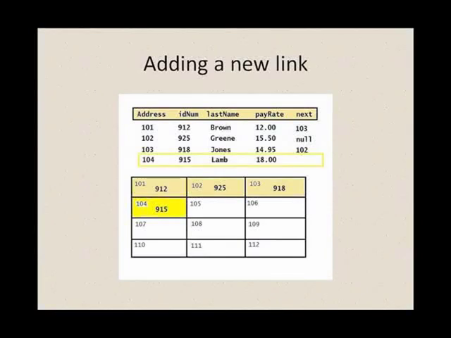Let's add a fourth record to the list. This one happens to be stored at memory location 104, and the ID number is 915. To figure out the value of the next field, you'll start at address 101. 915 is bigger than 912, so you continue and go to address 103. At address 103, the ID number is 918. 915 is not bigger than 918, so the record at address 104 with ID number 915 should point to the record at address 103, and the record that used to point to address 103 should now point to 104.